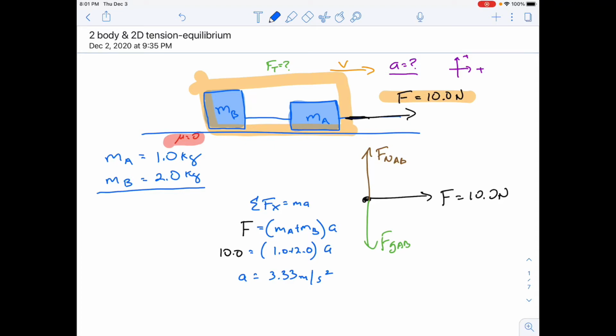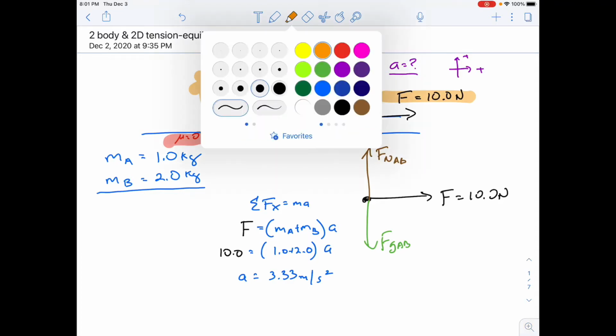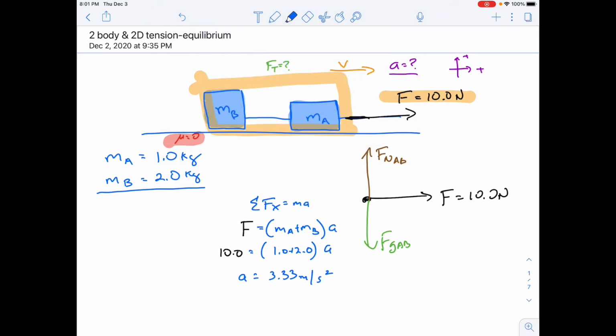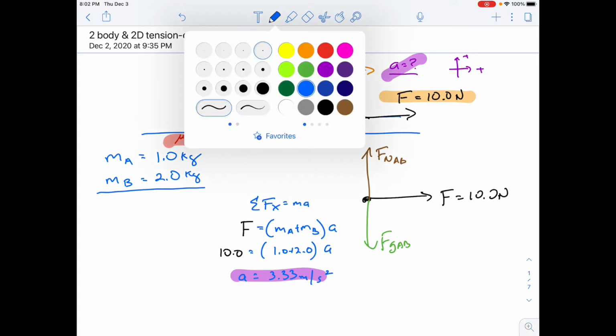But in these problems, not only do I want to know the accelerations, which I have, but I also want to know the tension. And that tension is between the two objects when it's moving. But we have to realize that as A is moving forward, A is trying to move forward, but that rope is connected to B.